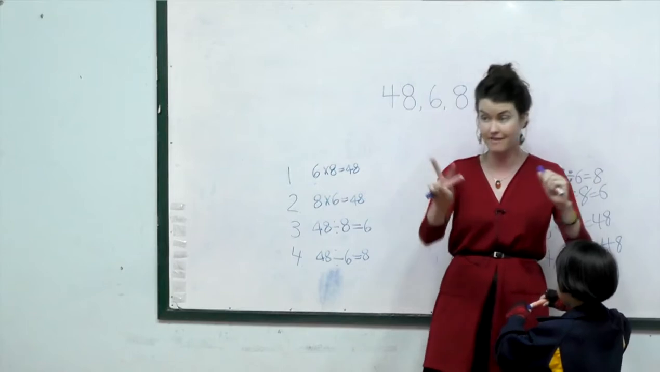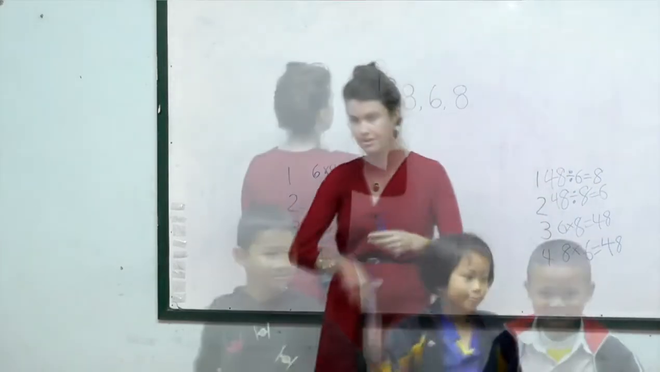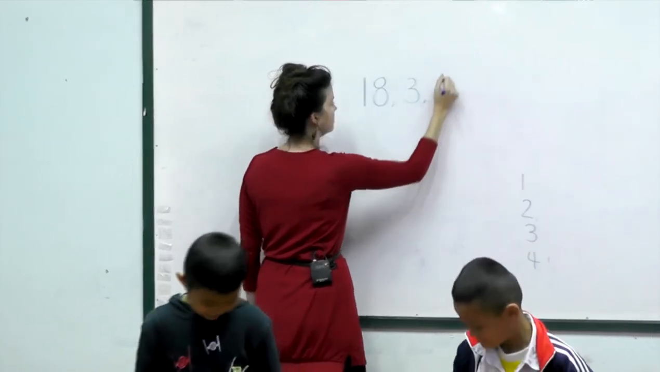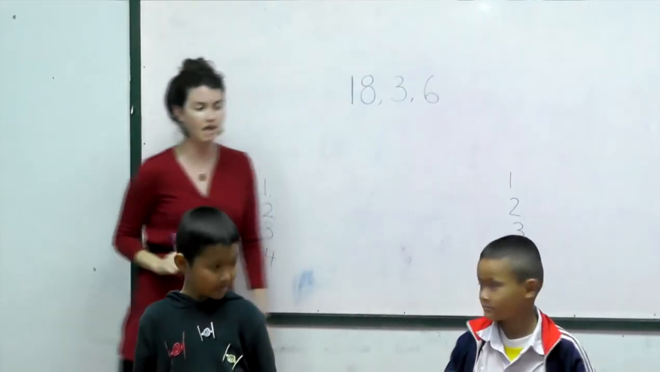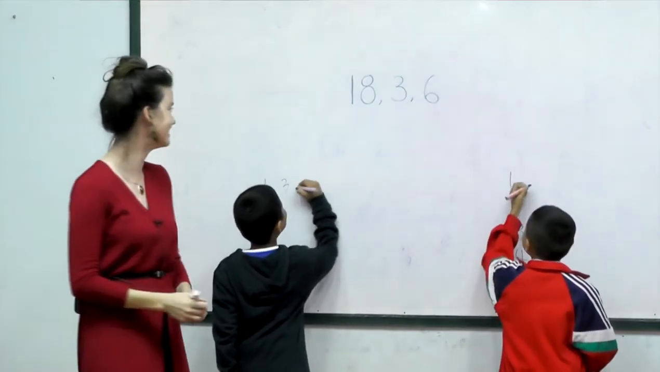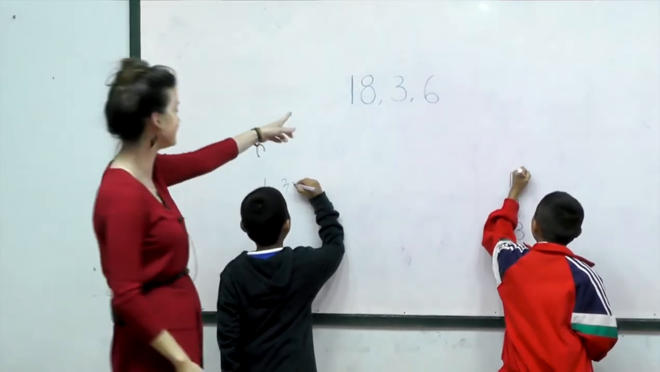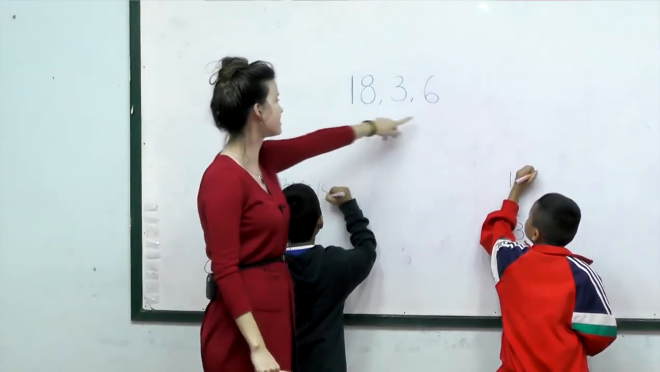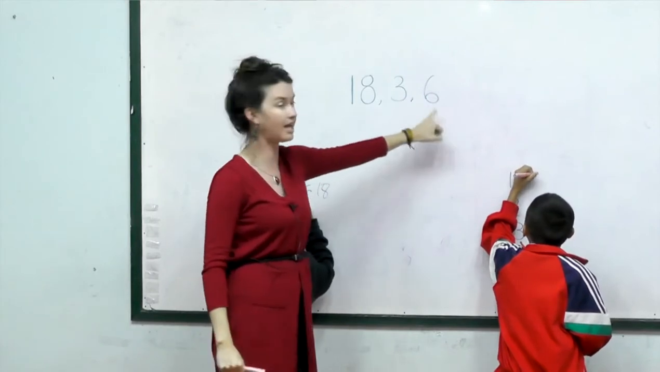Okay. Let's have our next two friends. Yep. Come on up, boys. Ready? Set. Go. What numbers do they have? What numbers do we have? 18, 3, and 6.